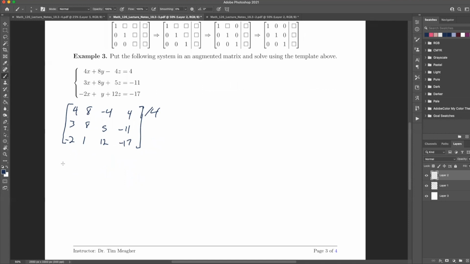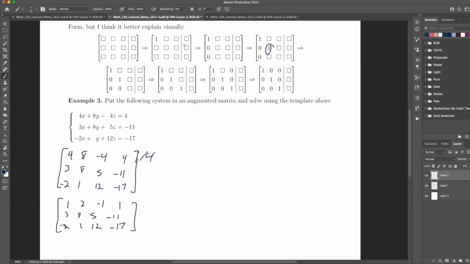Oops, I need to write it all down. So 1, 2, minus 1, 1, 3, 8, 5, minus 11, minus 2, 1, 12, minus 17. Okay. And so here, we've achieved this. We started here, we now achieved this. So we're good to go there.